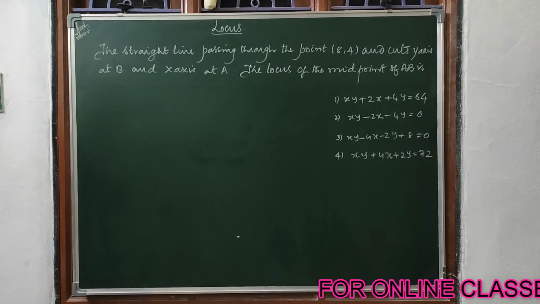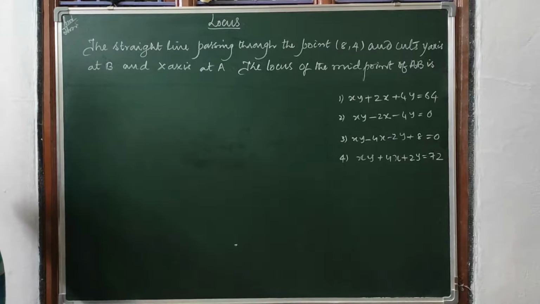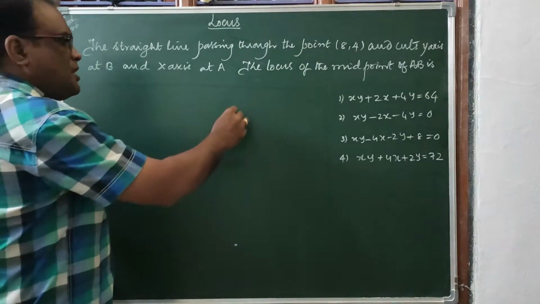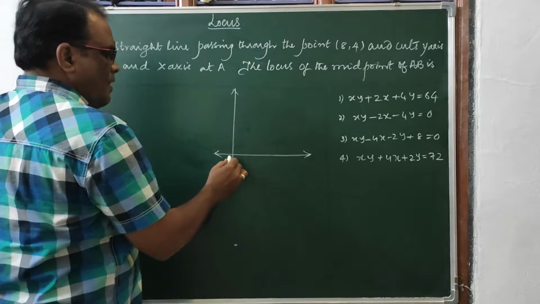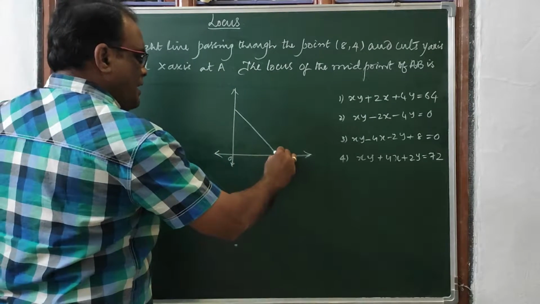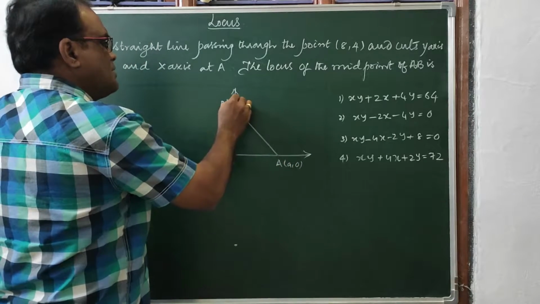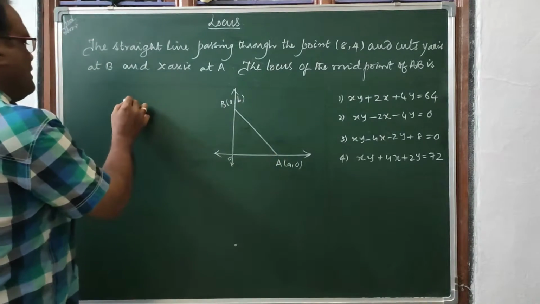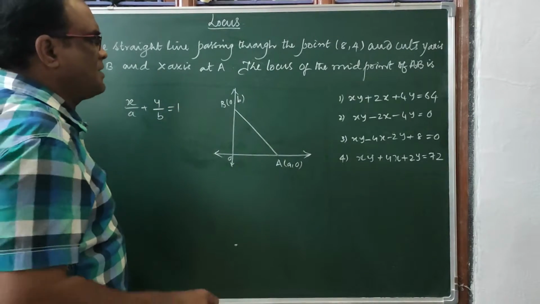The straight line passing through the point (8, 4) cuts the y-axis at B and the x-axis at A. The locus of the midpoint of AB is what we are required to find. Four options are given. Now see, this is the x-axis and y-axis, this is the origin. A line cuts the x-axis at A, 0 and the y-axis at 0, B. Automatically, the line in intercept form is x/A plus y/B is equal to 1. It is a well-known fact.